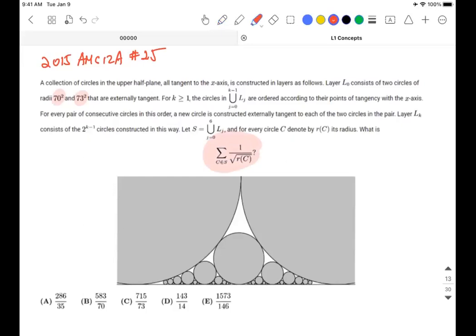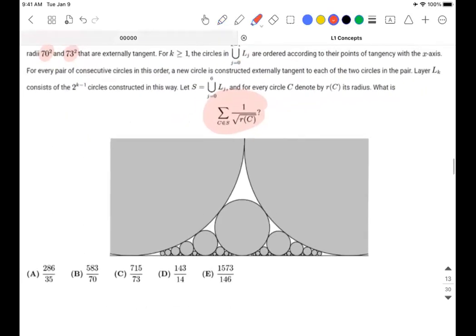So what is this problem actually asking? It basically says you have a bunch of circles. They are externally tangent to each other. At the very beginning, you have two circles. One is 72 square with the radius. One is a 70 square. I think the 70 should be this. The other one is a 73 square. This is your layer 0.